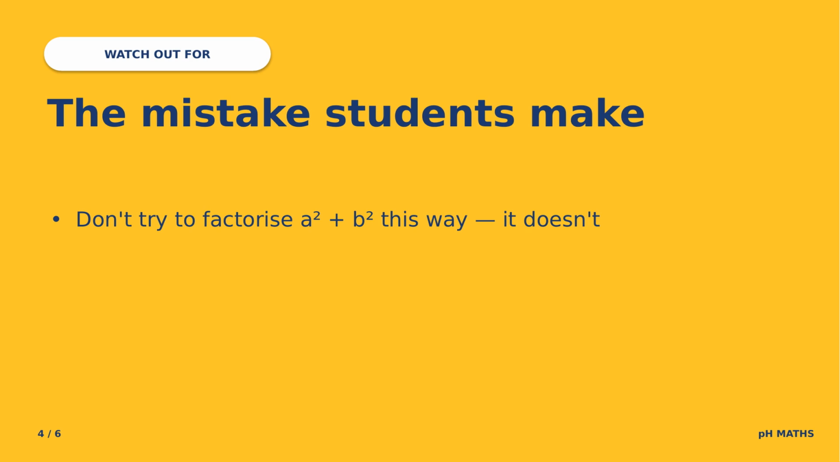Common mistake: trying to apply the rule to a squared plus b squared. That doesn't factorise over real numbers. Different operation, different result. So a squared minus b squared, yes, factorise. A squared plus b squared, leave alone.